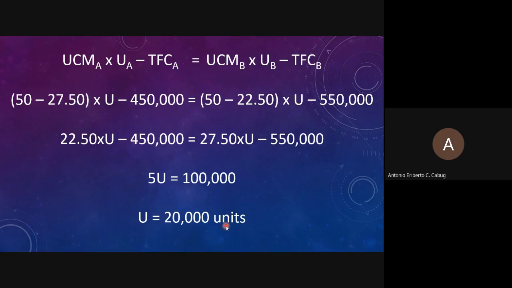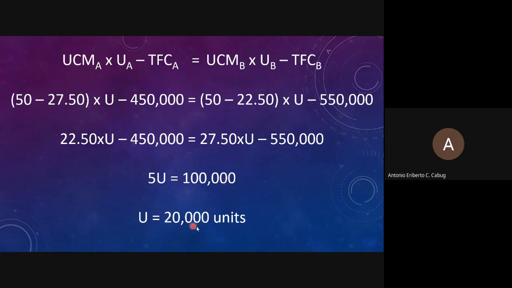So let me go here. Okay? So kapag 2250 yung UCM, multiply it by 20K. 2250 times 20K, that's 450,000. Tama? The total contribution margin would be 450K, minus 450K, giving you 0. If you apply the 20K units to the other cost structure, 2750 times 20K is 550,000, minus 550,000. That would give you 0. So the correct answer is 0.